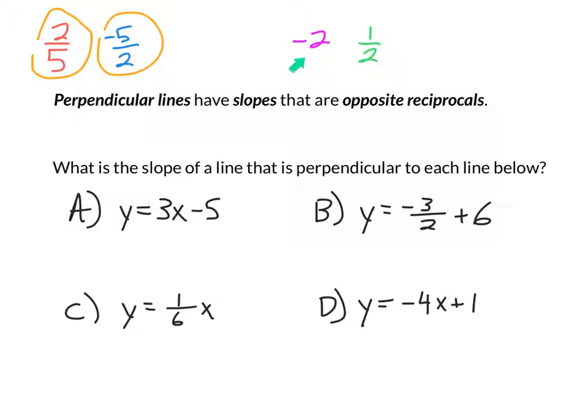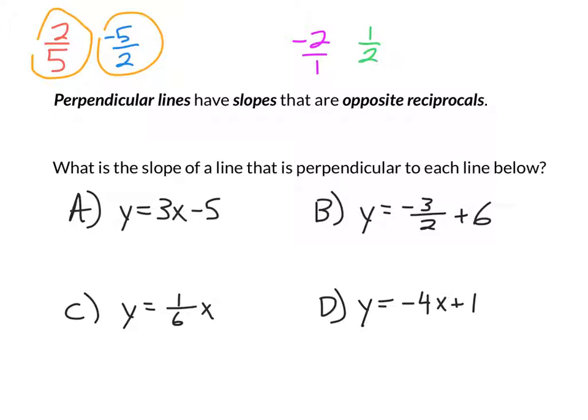We have the same thing over here in our second one, except notice that we have negative 2 and 1/2. But if we think about this as negative 2 over 1, we notice that we have the exact same thing. We started with negative 2 over 1. We now have positive 1 over 2.